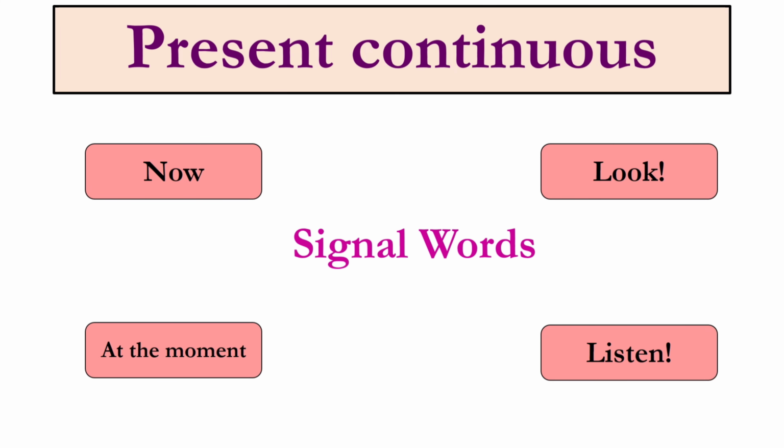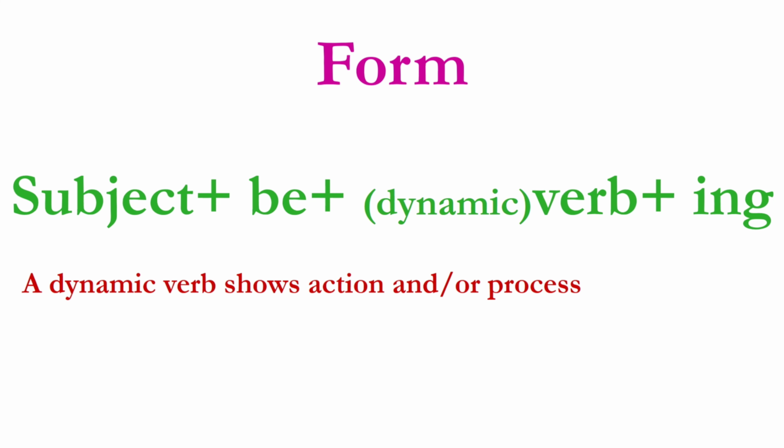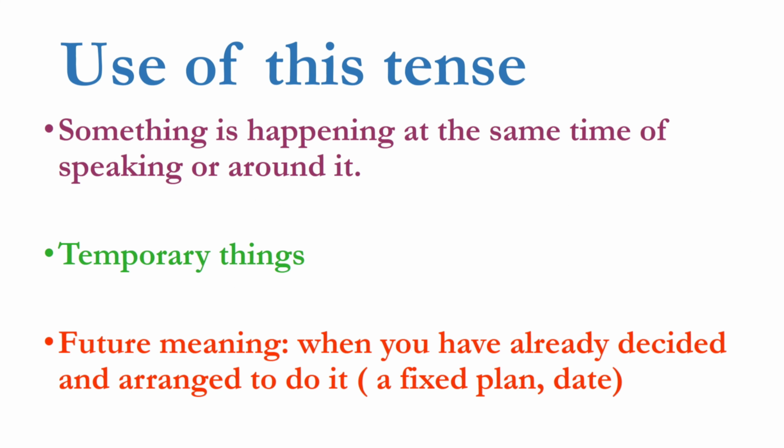There are some signal words for this tense too: now, at the moment, look, listen. The form is subject plus be plus dynamic verb plus ing. A dynamic verb shows action or process. This tense can be used in the following conditions: something is happening at the same time of speaking or around it. Temporary things. Future meaning, when you have already decided and arranged to do it, a fixed plan, date.